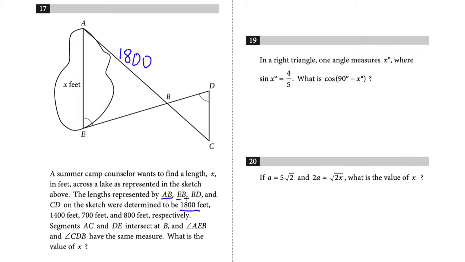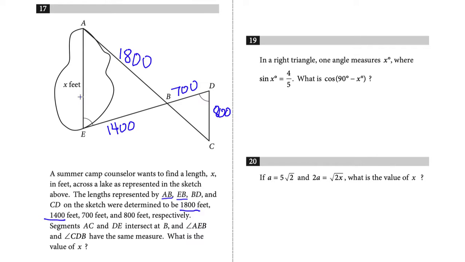This length EB right here is 1,400 feet. 1,400. And then I have 700 feet for BD, and 800 feet for BC. Or sorry, CD. Oh, yeah, there it is. So CD is 800 feet. And I need to figure out the length of x.